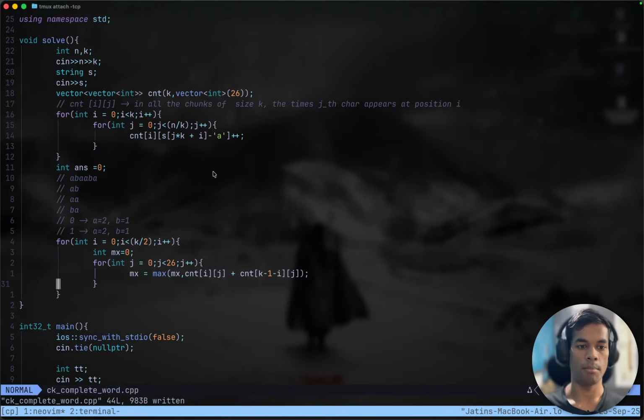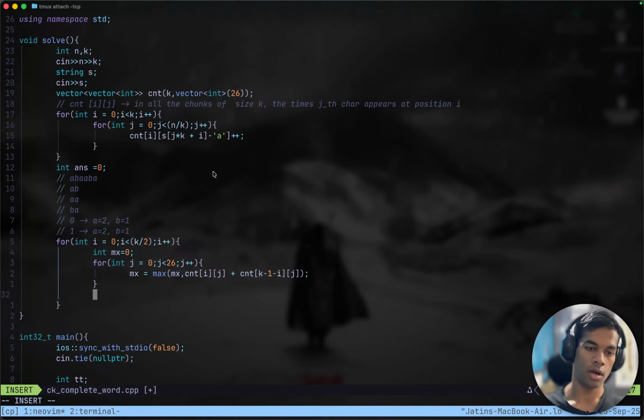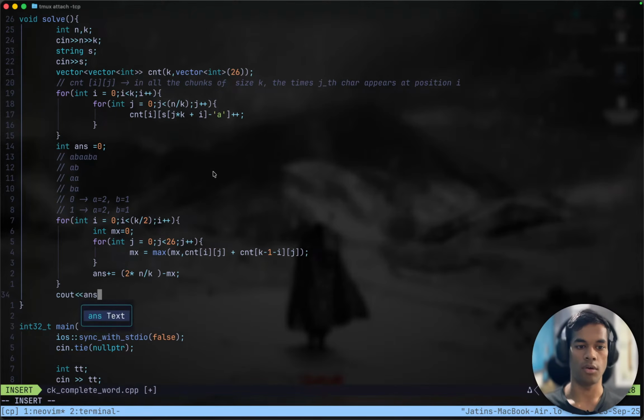And after getting the maximum, what we will do is answer plus equals, what is the total number of characters? The total number of characters is the number of substrings into 2, and the total number of substrings is n by k, and we divide this whole thing by 2. This is the total number of characters we have, and we can save among them mx number of characters that we do not have to change. Let's see our answer, whatever it is.